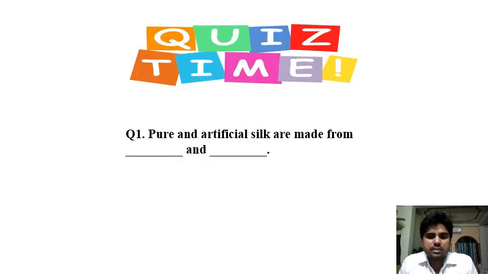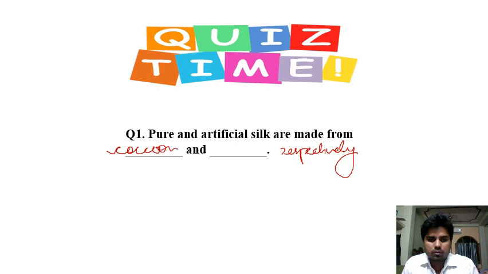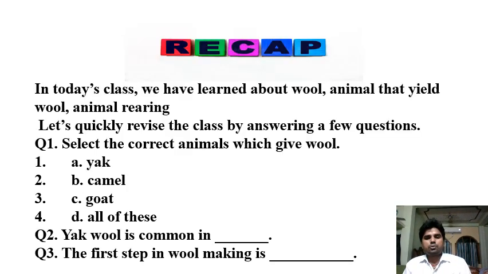So pure and artificial silk are obtained from dash and dash respectively. Who will tell me? So pure silk is obtained from cocoon and the artificial silk is obtained from plant pulp or fiber. Okay. So now we will recapitulate the chapter whatever we have studied. What have we studied, students? Different types of silk, their formation, yes, and how it is reared.